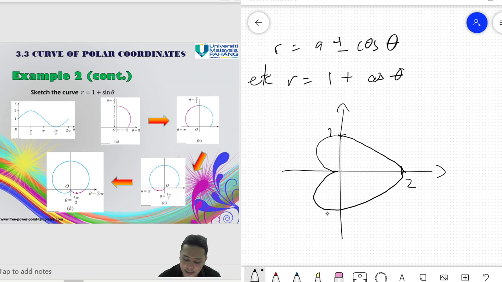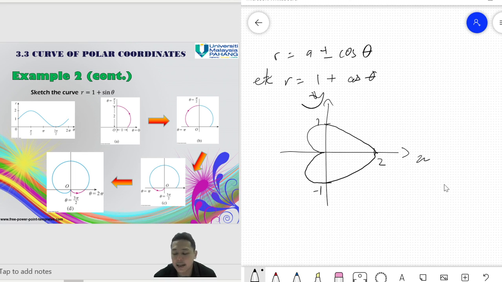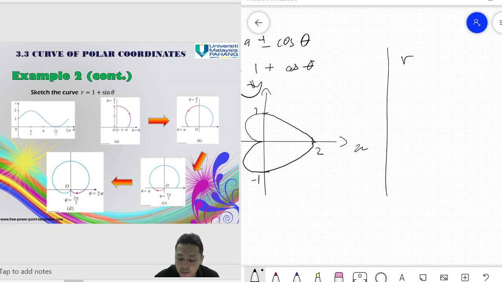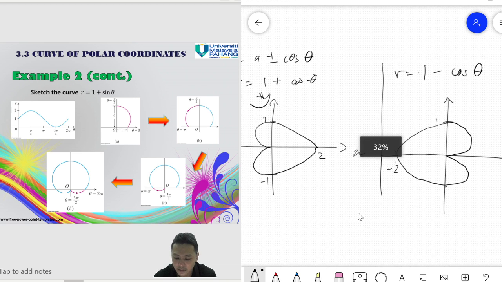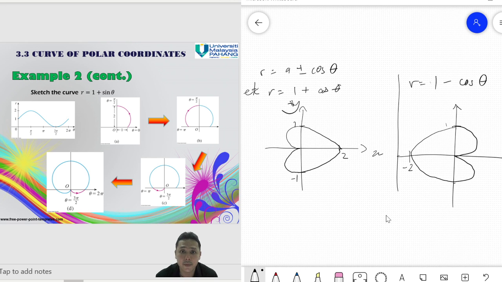like this. Okay, this will be again xy. If A plus cos theta, it will be a heart shape on this shape, and if I change to r equals 1 minus cos theta, here will be minus 2, again the same 1 and 1. So this is the basic shape if it involves cos.